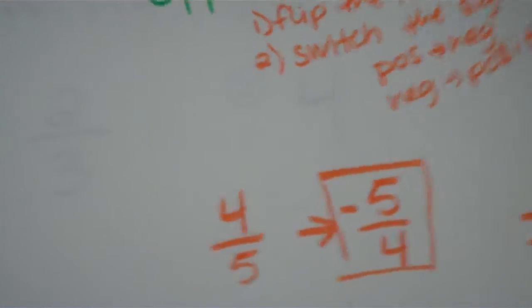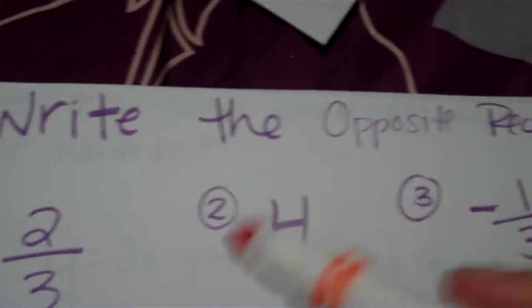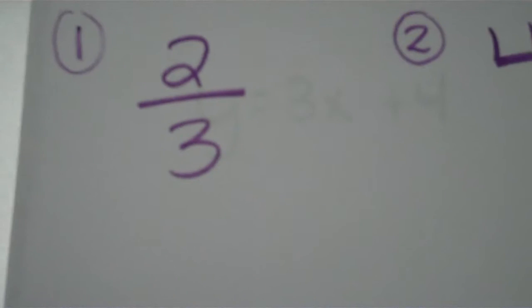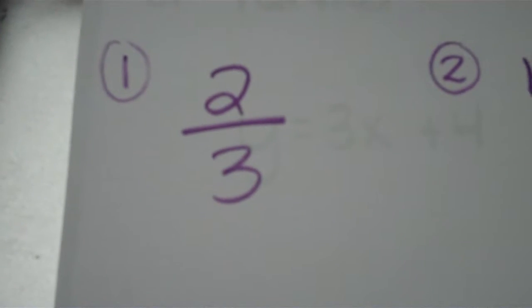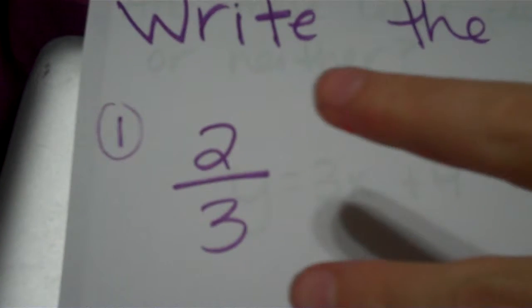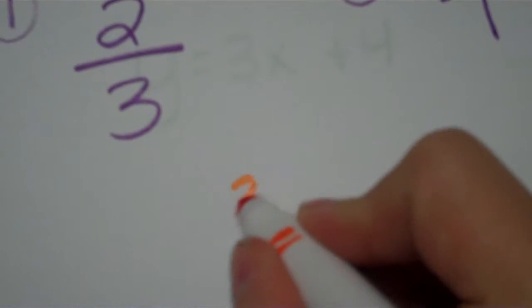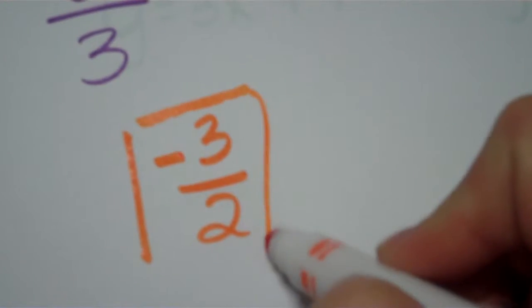So let's practice that a little bit. Write the opposite reciprocal. Go ahead and write that down. On your assignment today, you're going to have to do this. Number 1 is 2/3. If you want to go ahead and do it on your own and then play it and see if you got it right, fantastic. If not, just do it with me. So 2/3, we got to flip it. So it would be 3/2. And since that's positive, then this is going to be negative.